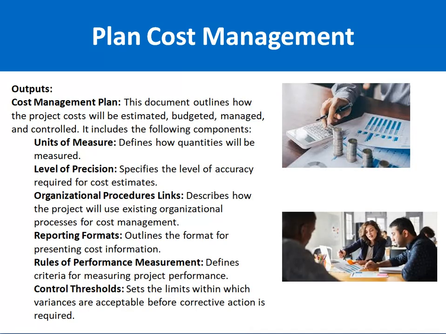The output of this whole process is the cost management plan. Because we are planning the cost, the output is a document that outlines how the project cost will be estimated, budgeted, managed and controlled. Now this document contains, first, the units of measure, which defines how quantities will be measured. Then the level of precision, which specifies the level of accuracy required for cost estimates.